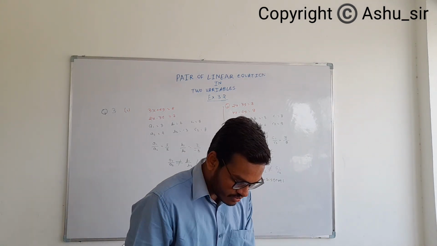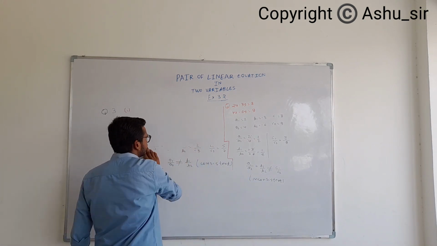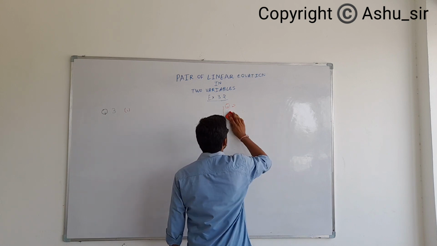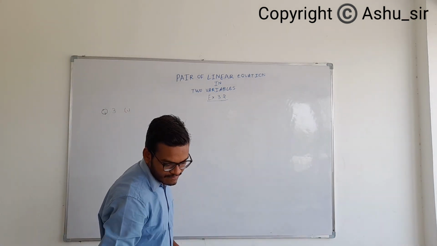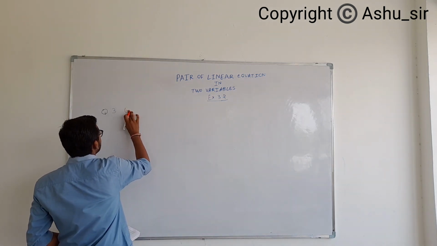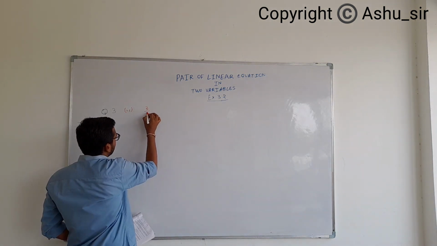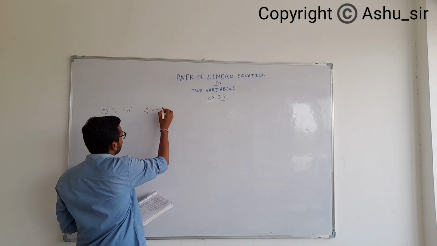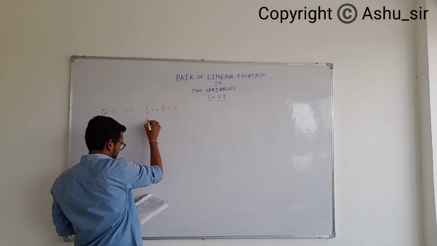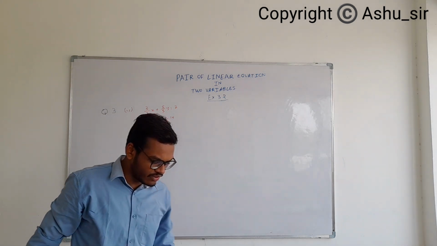Okay. So moving to the third one. For the third case, the third equation is 3 upon 2x plus 5 upon 3y is equal to 7 and 9x minus 10y is equal to 14. So these are the two equations.